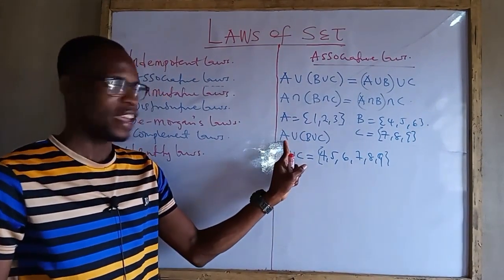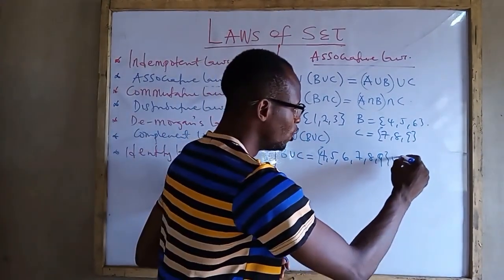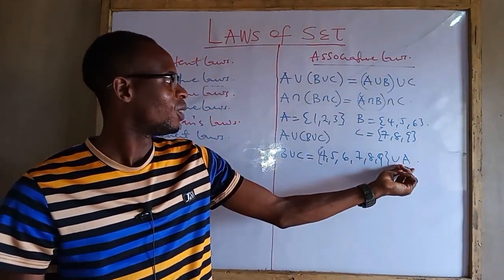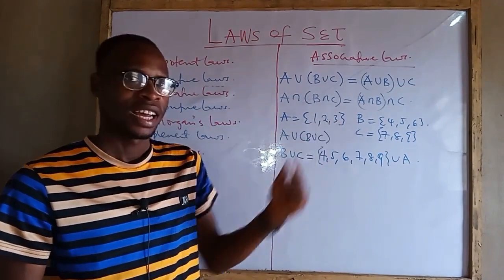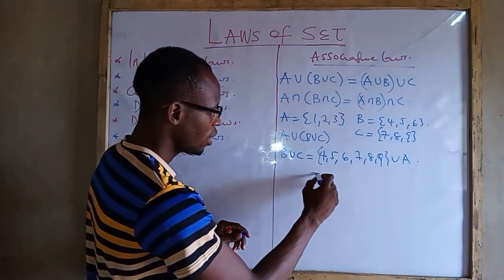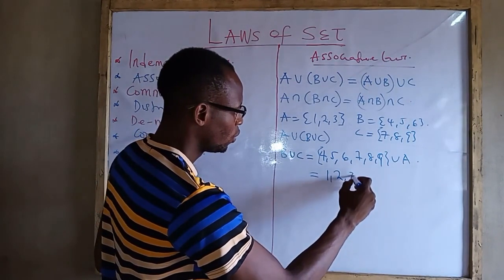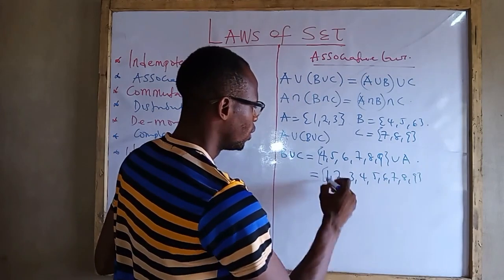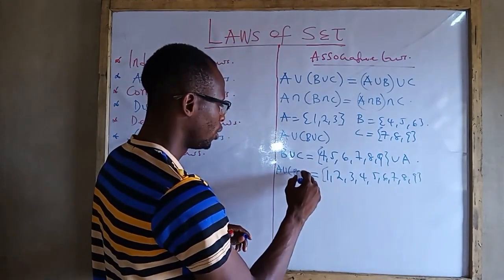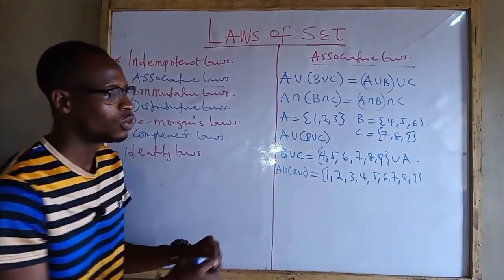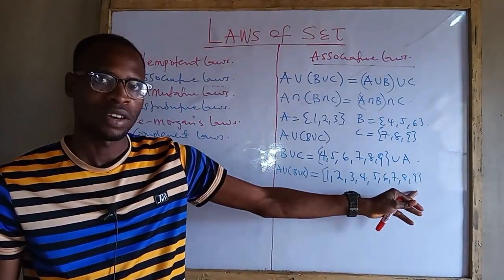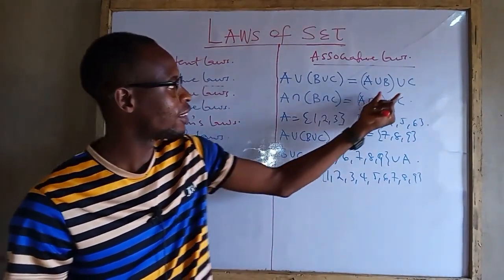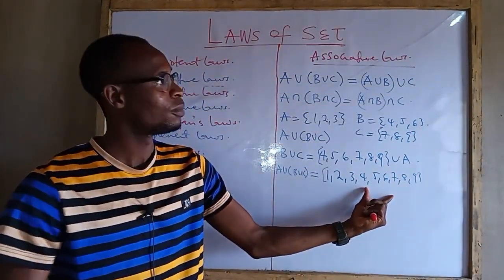So union of A, that means I'm also combining this element here with A without repetition. So if I combine this with A, I'm going to have 1, 2, 3, 4, 5, 6, 7, 8, and 9. So A union B union C is equals to 1, 2 to 9. This is what we have there. So also, if I consider this side, maybe this side is going to have the same result as this. That's the meaning of this law.